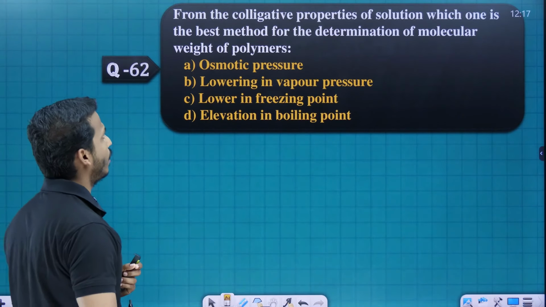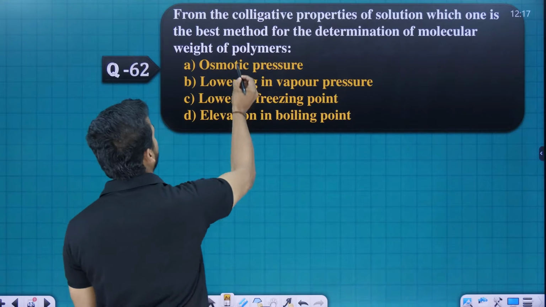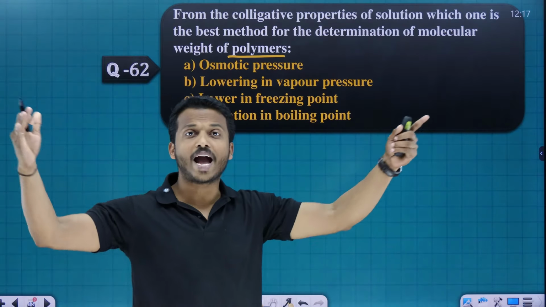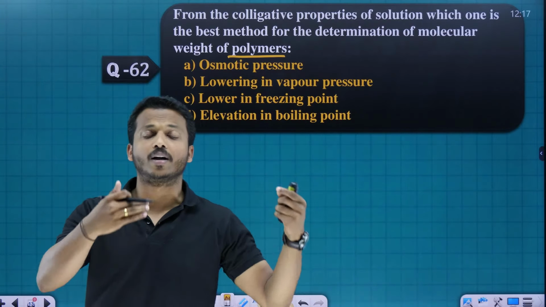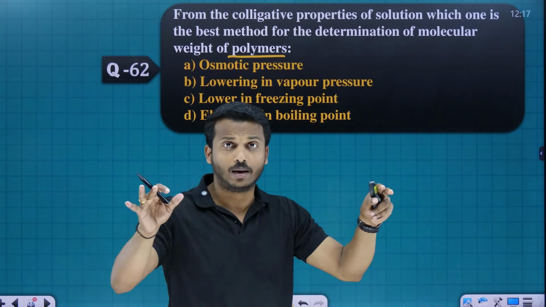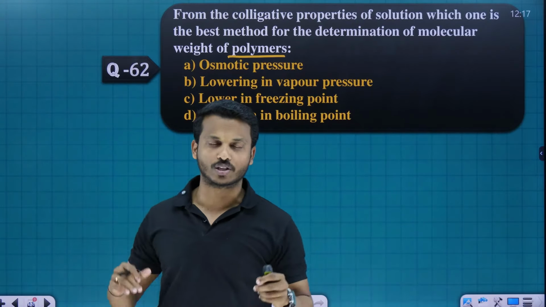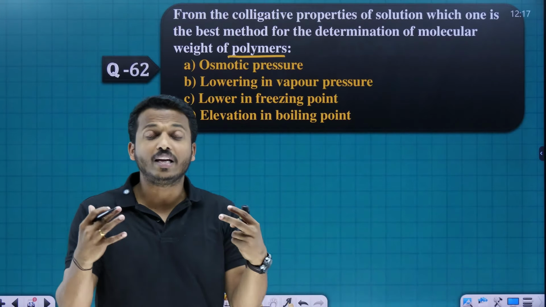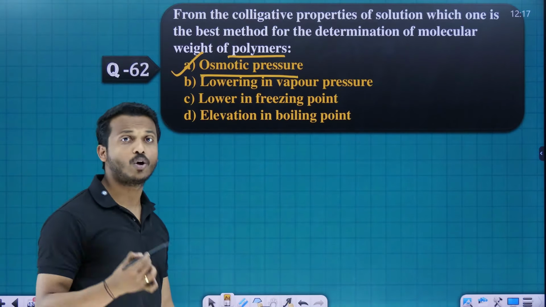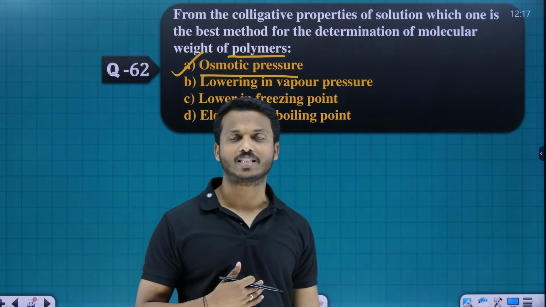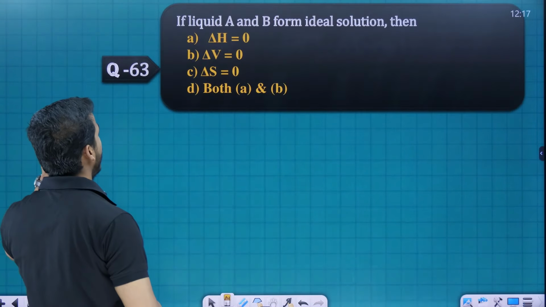From the colligative properties of solution, which one is the best method for the determination of molecular weight of a polymer? We studied macromolecules like polymers, plastics and rubber, or generally polymers. Okay, polymers and biomolecules, right? Proteins and all. Their weight is calculated by what? Osmotic pressure is the best method because we can calculate at room temperature itself, and molarity is used instead of molality. So many advantages are there.